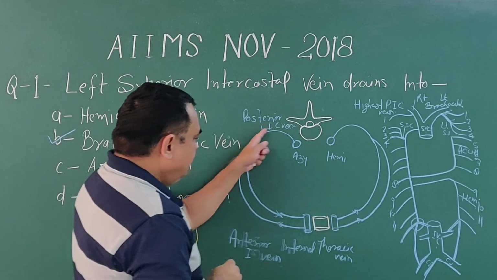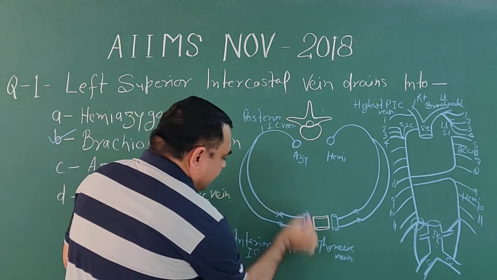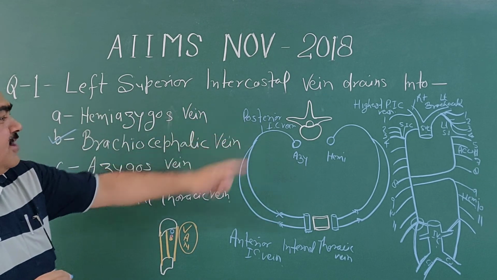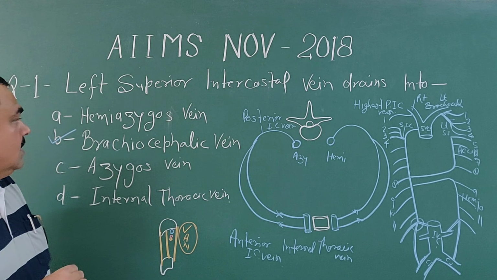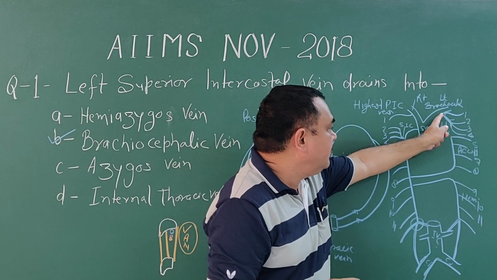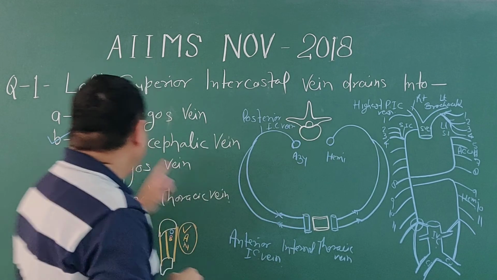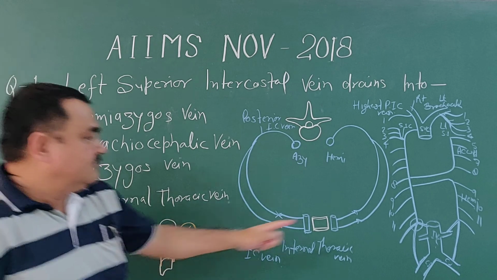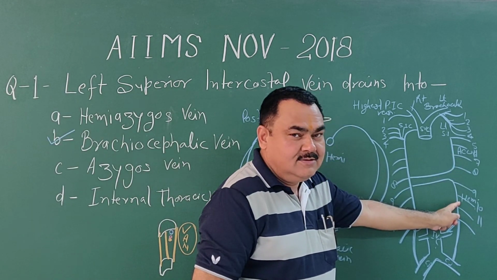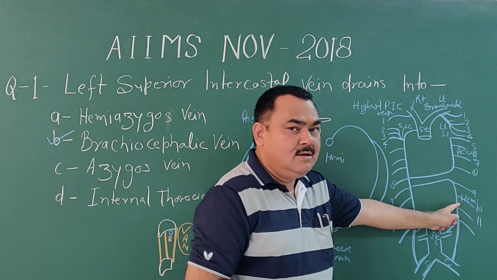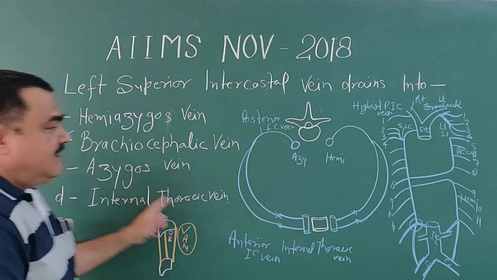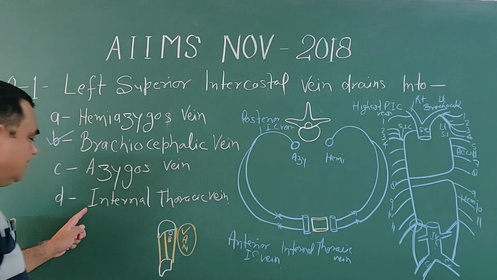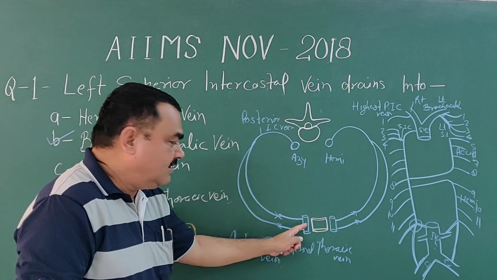Now, in this diagram you can see this part. The question: left superior intercostal vein drains into? Here, the left brachiocephalic vein is the answer. The first option is hemizygous vein. So this is hemizygous vein, so this option is wrong. And azygous vein, this is azygous vein. And another option is internal thoracic vein. This is the internal thoracic vein.